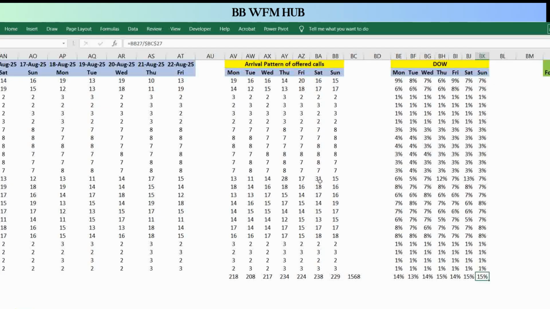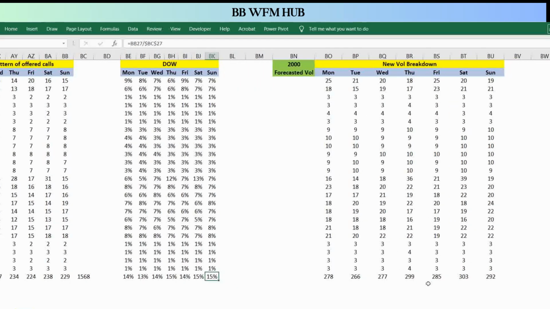And for the day wise patterns, we need to divide our whole day number by the sum of the weekly volume. That means we have divided 229 by 1568. 229 is the day volume, and 1568 is the week volume. So this is how we calculated our day of the week pattern.